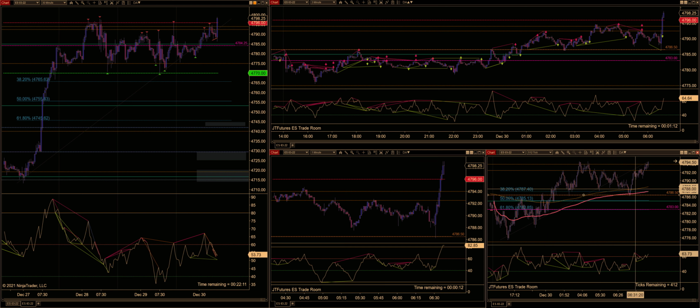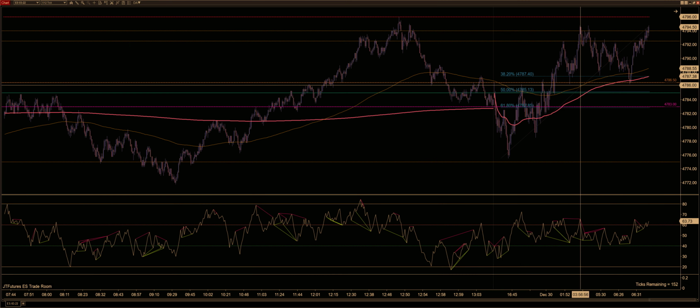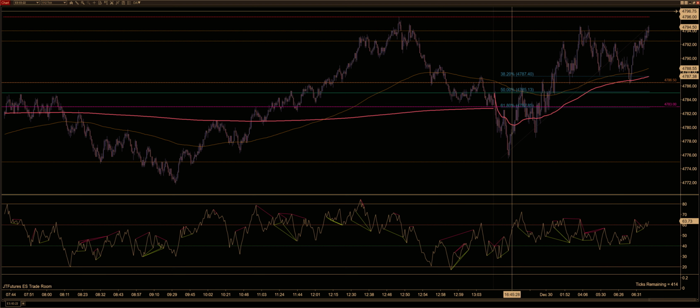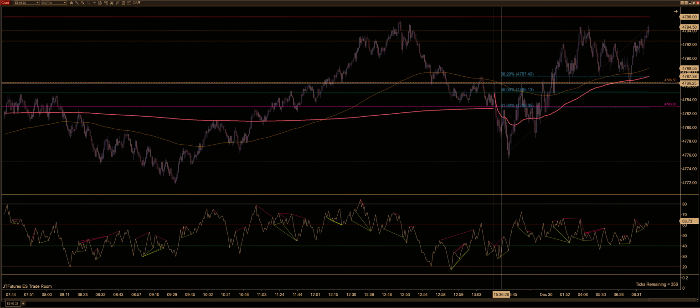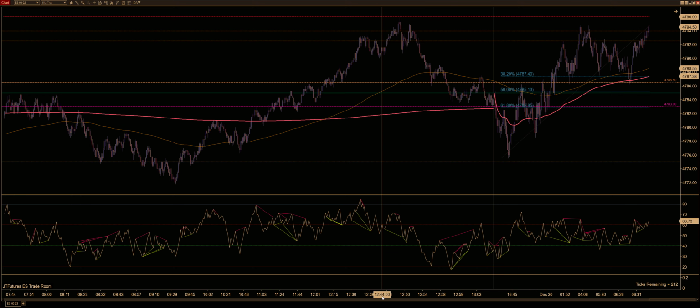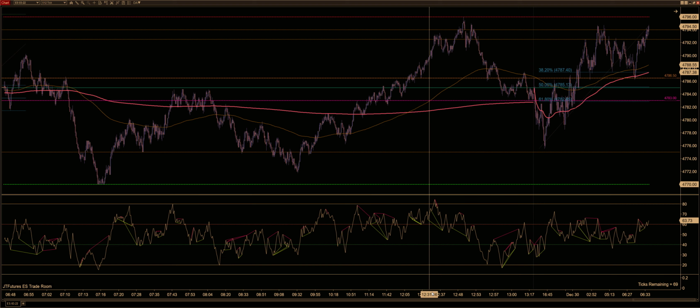The VWAP, the 200 moving average, two amazing things to look at. And we'll just look here on the tick chart. Now, remember, nothing works 100% of the time, right? In fact, some things only work 40 or 50% of the time, but with good risk management, which really is the name of the game in trading, you can potentially become a very successful trader.